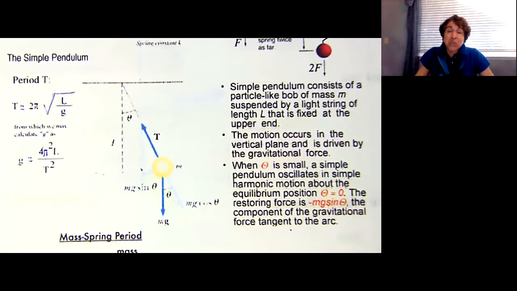In this video, I'm going to do the preparation problems for Practice B for chapter 11. So this is about the simple pendulum.